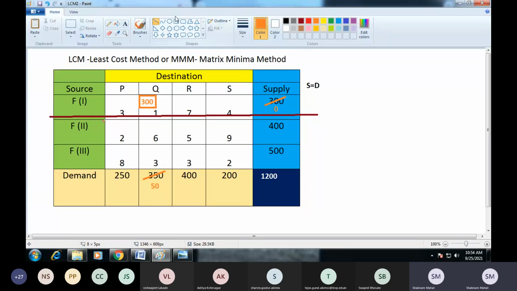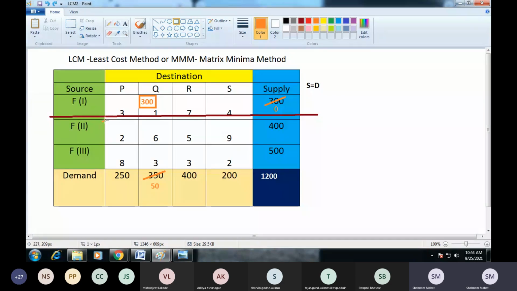Out of that part, we have to select the minimum cost again. The minimum cost is 2, repeated 2 times. Here also 2 and here also 2. So you can select any 2 quantity. Suppose you select these 2 units, it's also fine. If you select this cell again, it's fine. We should select any cell.